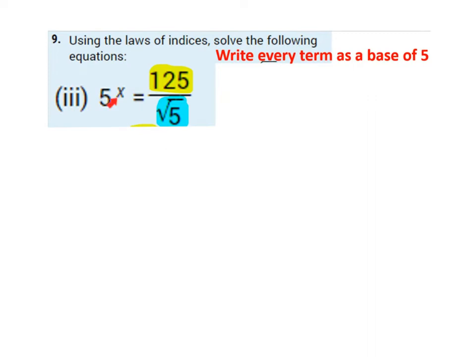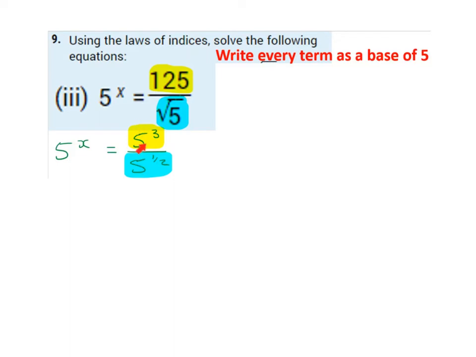Part 3. 5 to the power of x equals 125 over the square root of 5. So we want to write every term as a base of 5. So we want to rewrite 125 as a base of 5 and the square root of 5 as a base of 5. So 5 to the power of x just stays the same. 125 we rewrite as 5 to the power of 3, and the square root of 5 we rewrite as 5 to the power of a half.